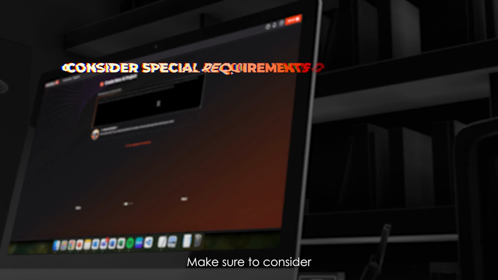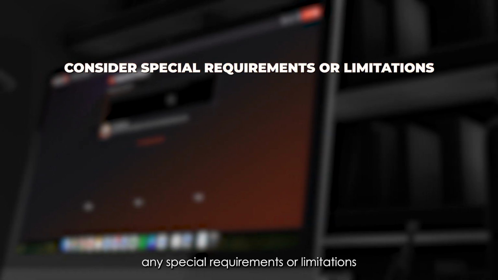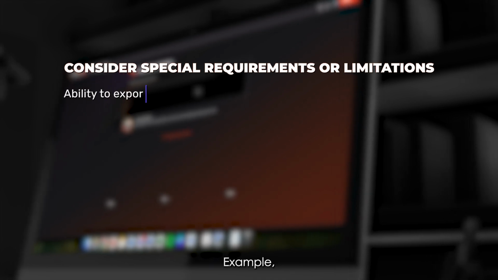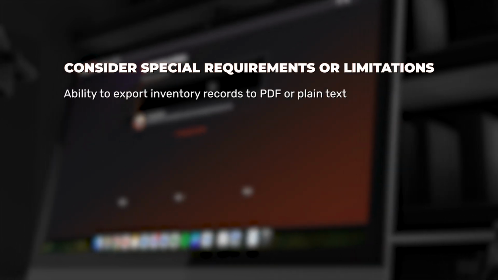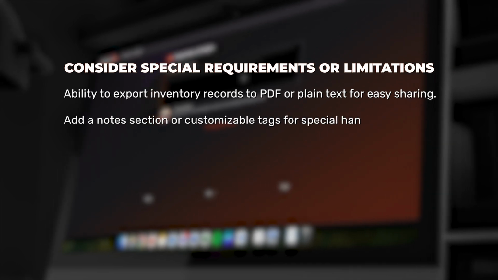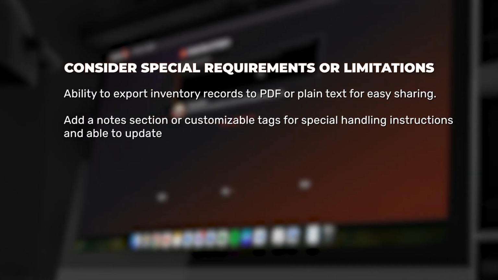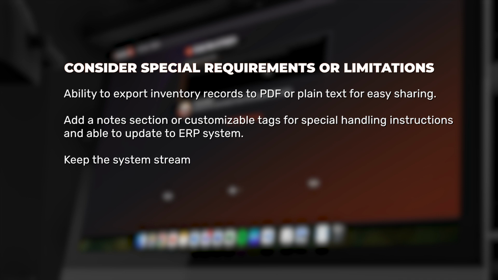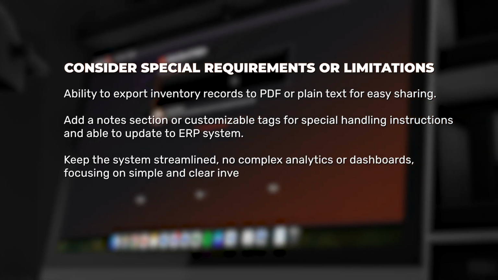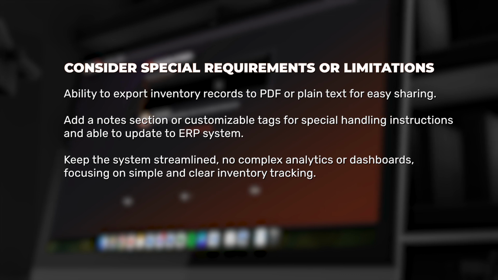Make sure to consider any special requirements or limitations that could affect your app's design and functionality. Example: ability to export inventory records to PDF or plain text for easy sharing. Add a notes section or customizable tags for special handling instructions, and the ability to update the ERP system. Keep the system streamlined. No complex analytics or dashboards, focusing on simple and clear inventory tracking.